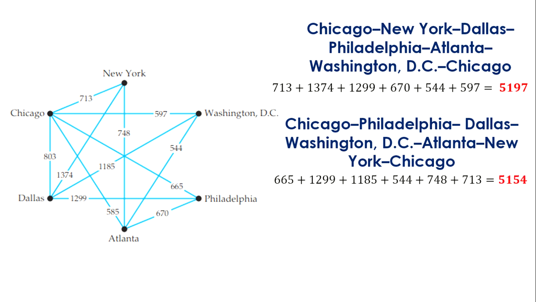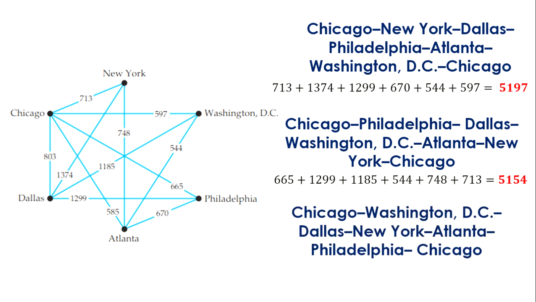If we add that, that's 665 plus 1299 plus 1185 plus 544 plus 748 plus 713, and the total of that is 5,154. Then the last one, Chicago to DC, Dallas, New York, Atlanta, Philadelphia, then Chicago. The total of that is 5,239.